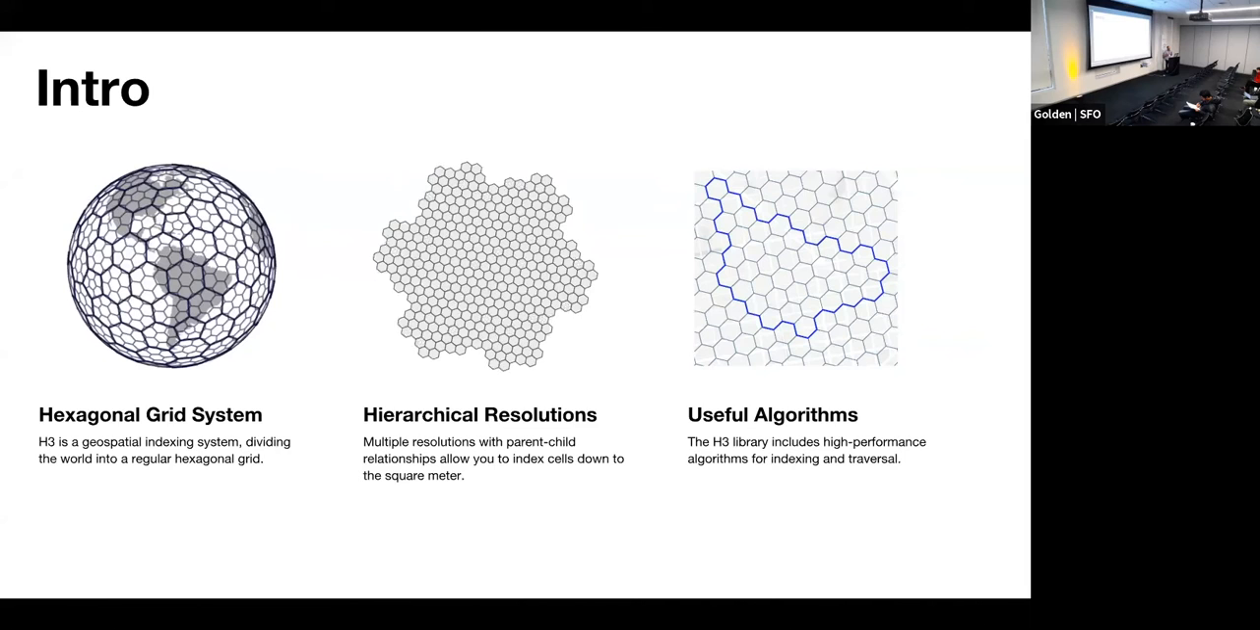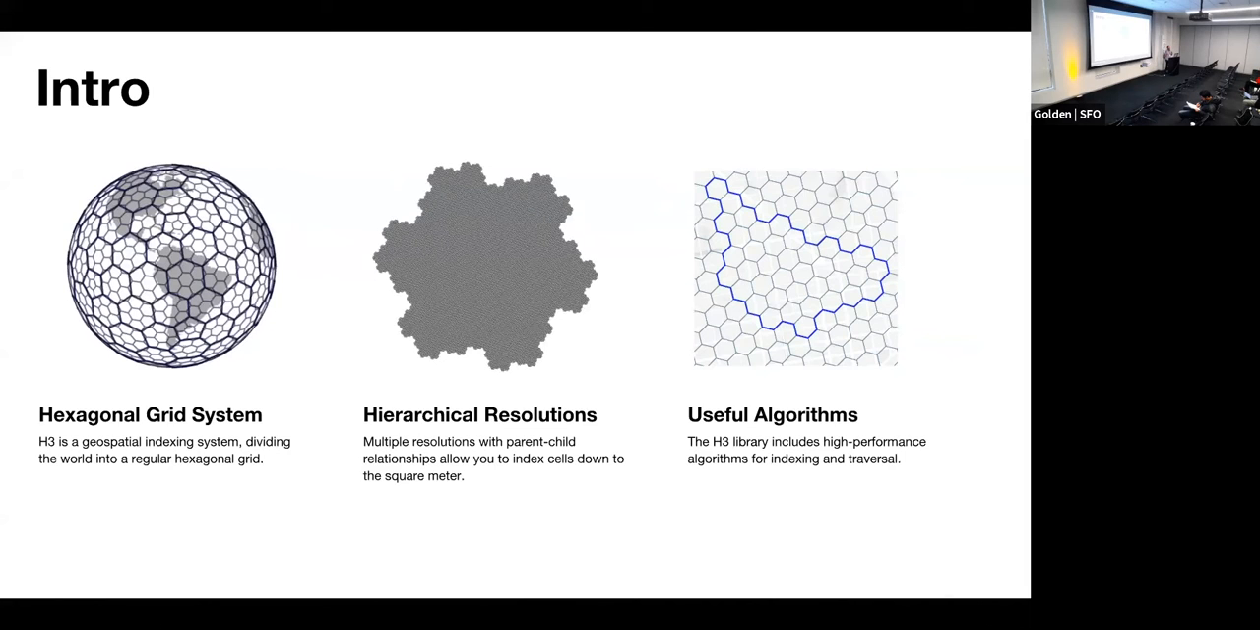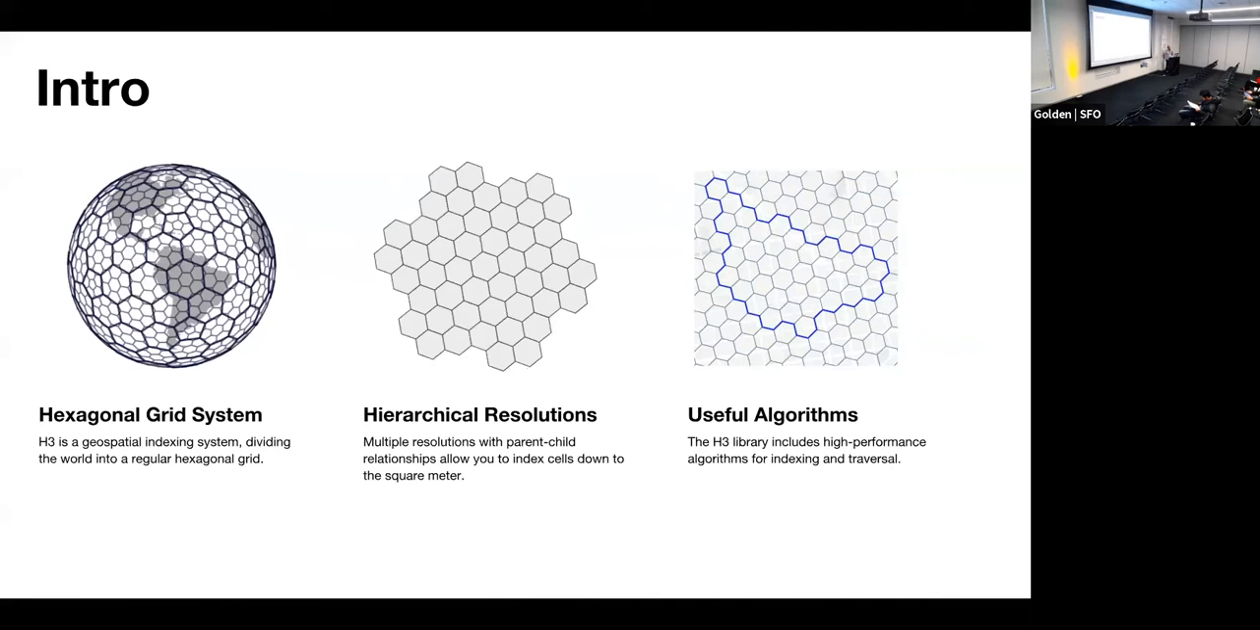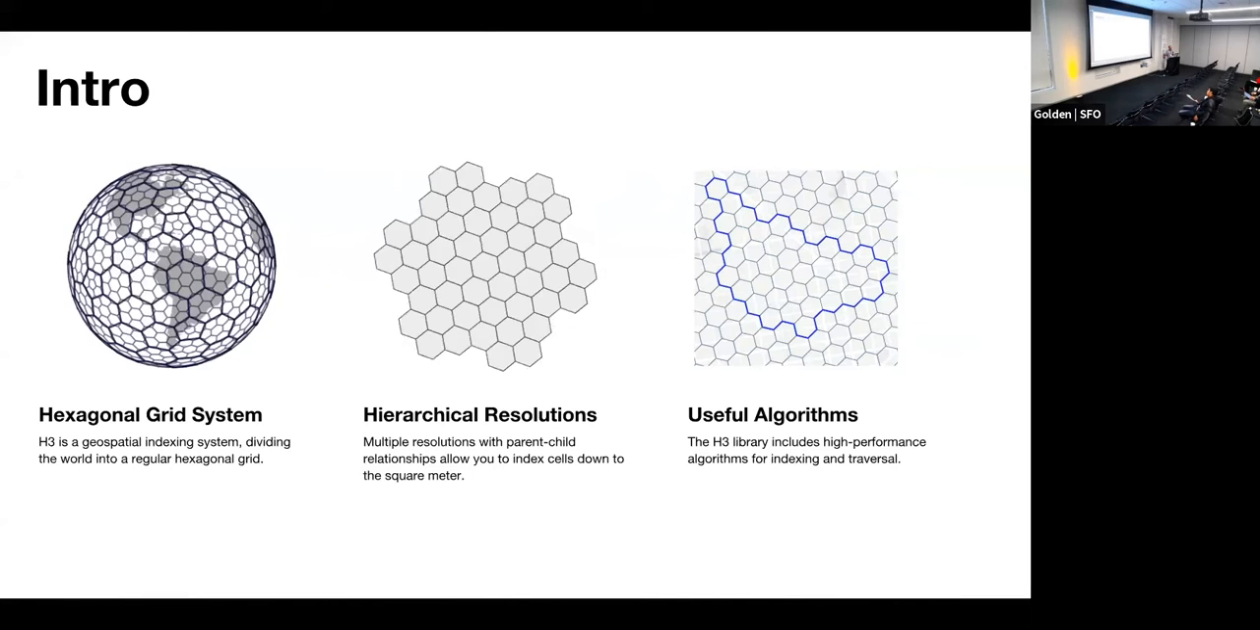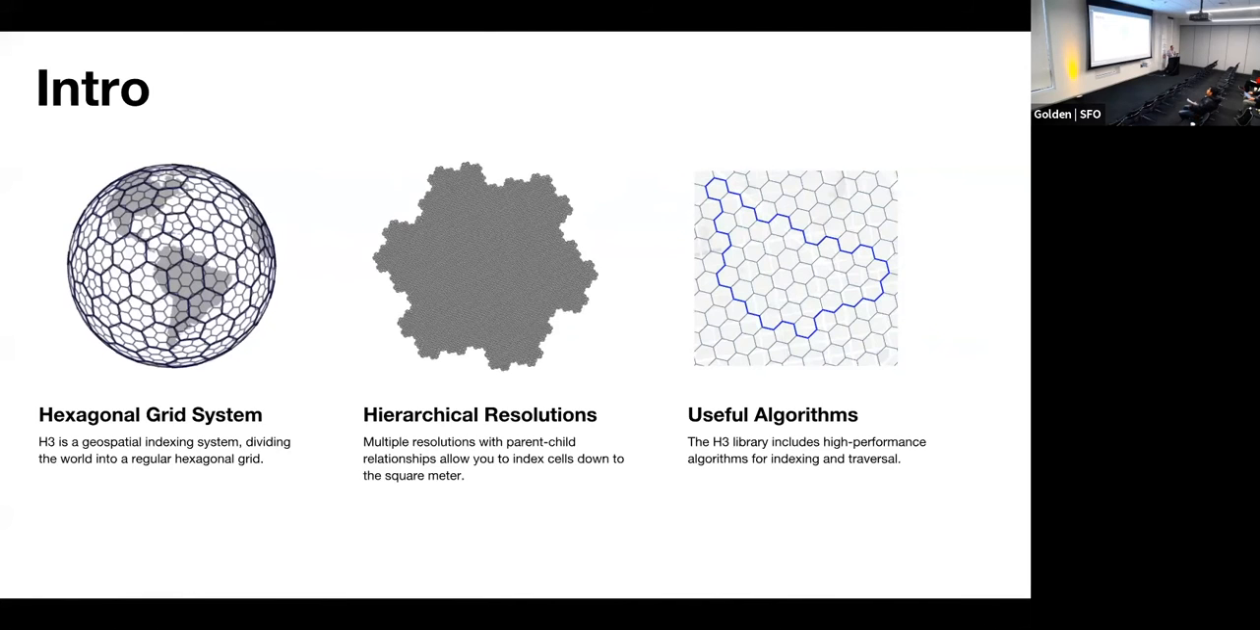H3 has hierarchical resolutions, which means that every coarse cell has a set of children at each level below it. It has 7 children in the next finer resolution, 49 children in the resolution after that, and so forth. And that's also the process we use for identifying the index of a cell. So the index of a cell is basically the 0 through 6 number of the cell at every point in that resolution hierarchy. And the library comes with a whole bunch of useful algorithms.